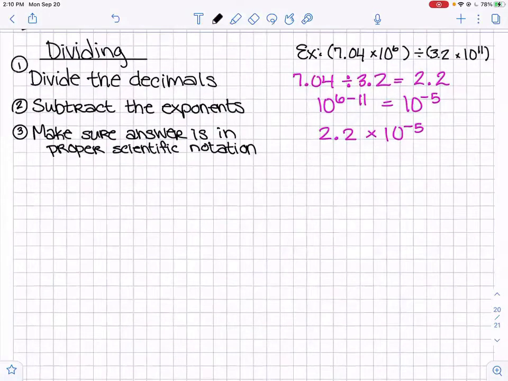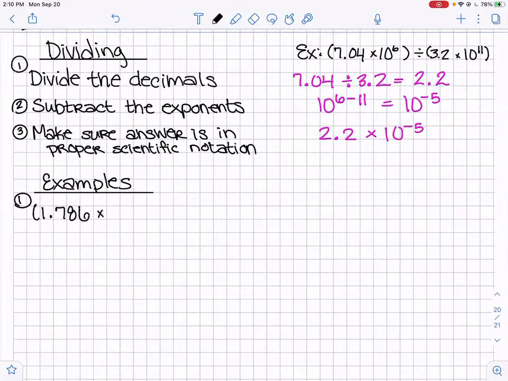Questions about this process? We all feel like we can do this? Example time. All right, 1.786 times 10 to the 12th divided by 2.0 times 10 to the 5th. Try that one out, see what you can do.